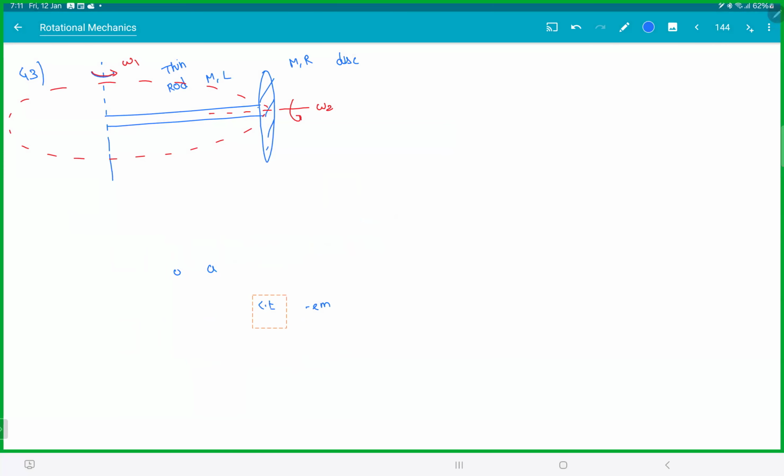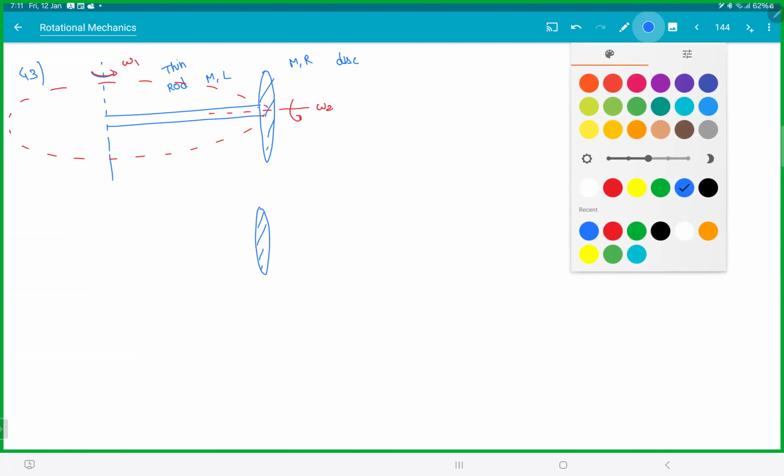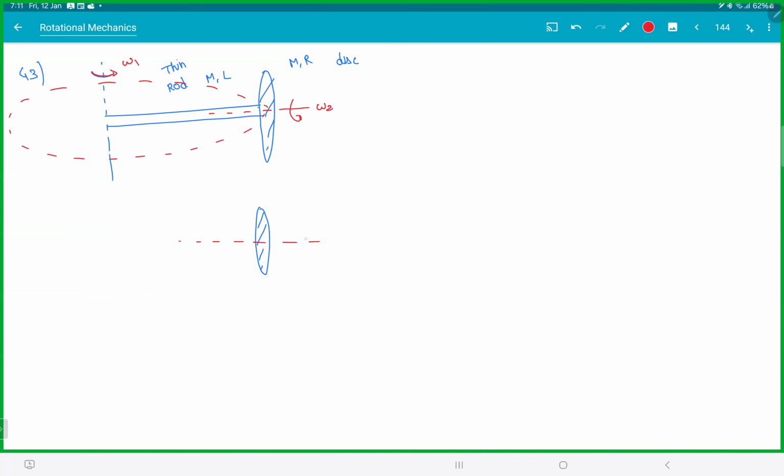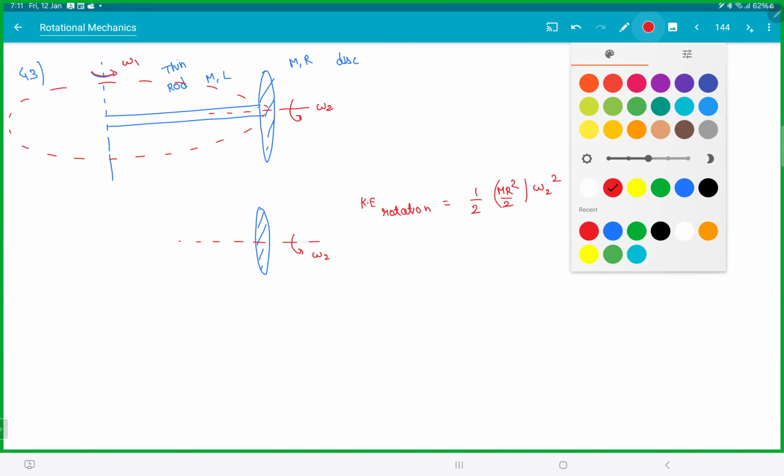See, we can divide this into two parts. The disk. So I'll call this thing kinetic energy of rotation. Okay, we'll call it rotation and revolution. Technically, both are same. So this guy would be half I, which is mr square by 2 because it's a perpendicular axis, omega 2 square. Agreed? Because it's a thin rod, moment of inertia of rod is negligible.